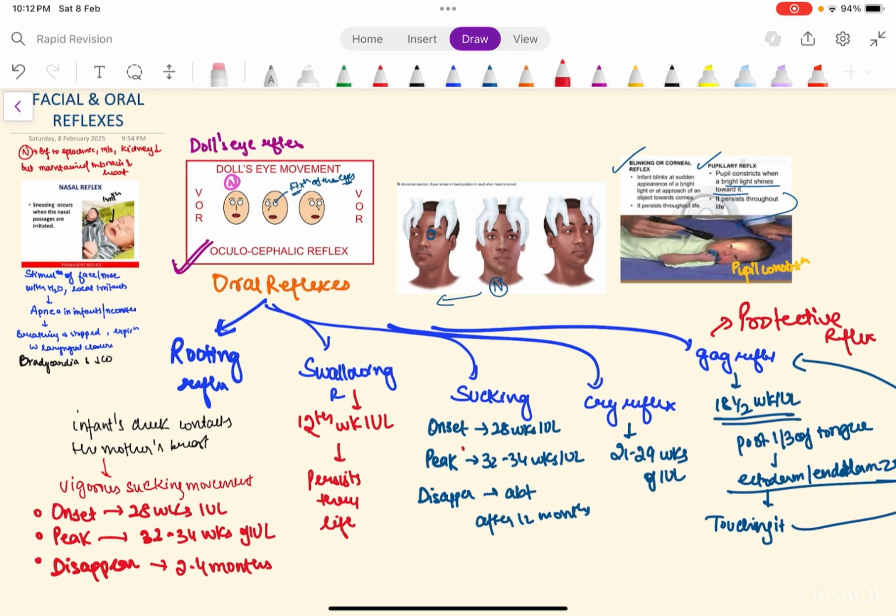All right, so these are the reflexes you should know. Basically, important are the rooting reflex, cry reflex, and sucking reflex. Just the timelines are important.